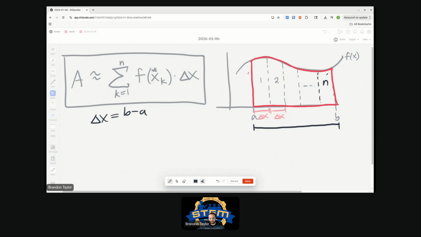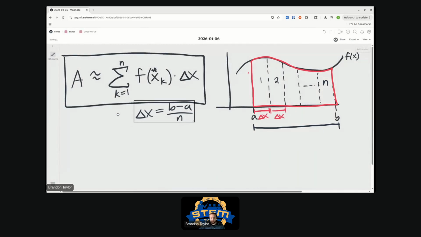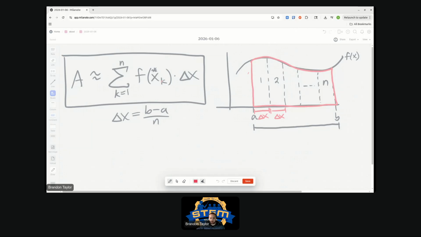Well, if you take the entire distance and you just divide it by the number of rectangles, hopefully it's clear that you'll actually get the width of each individual rectangle. So this is the general formula for how you find delta x, and you need that on every problem. The next thing we need to understand is how we choose our sample point.